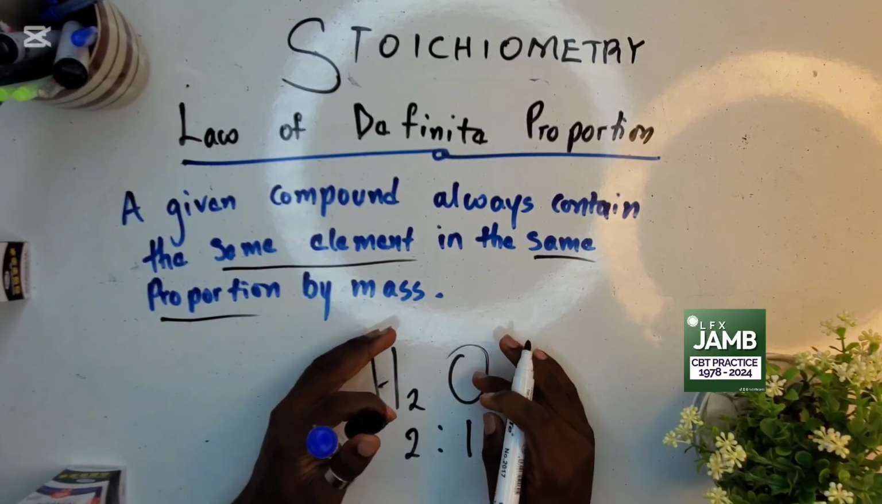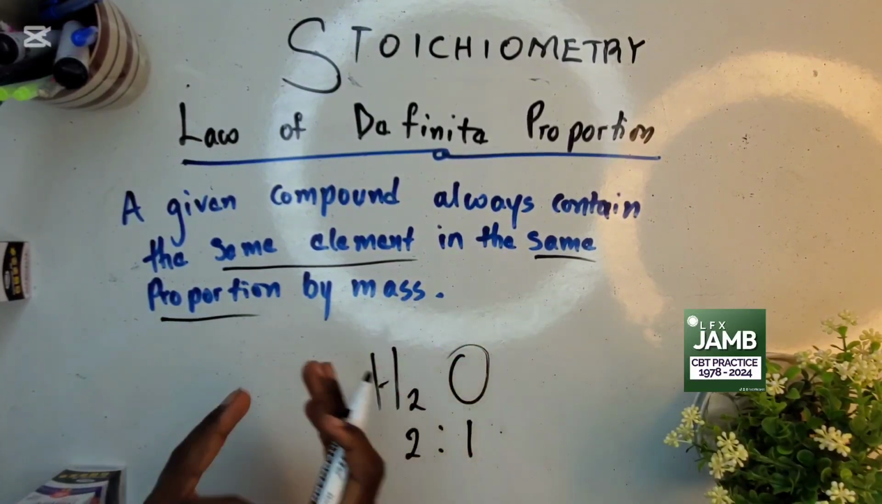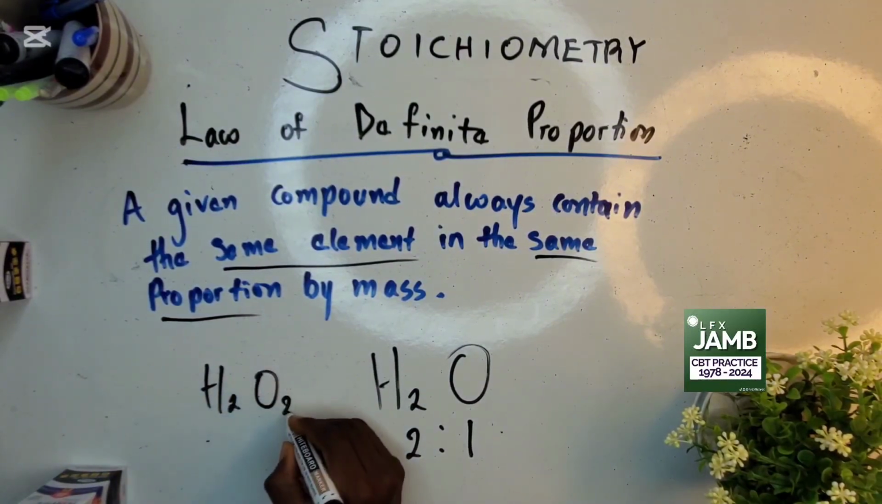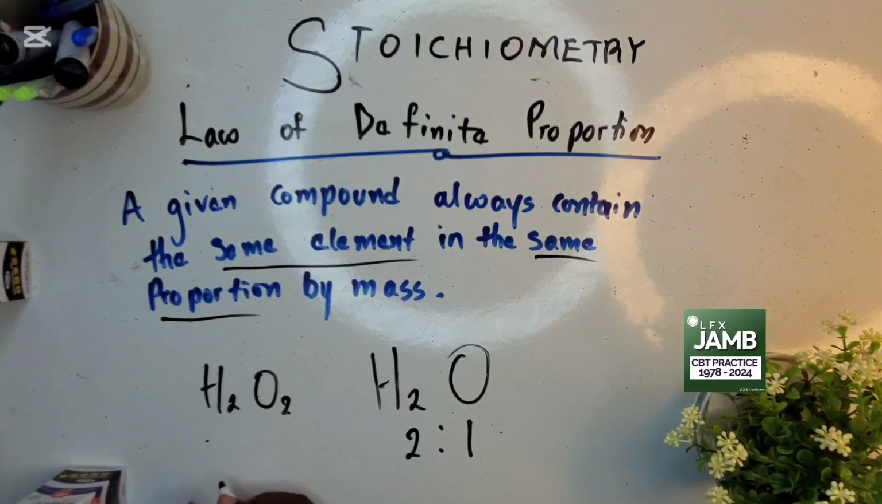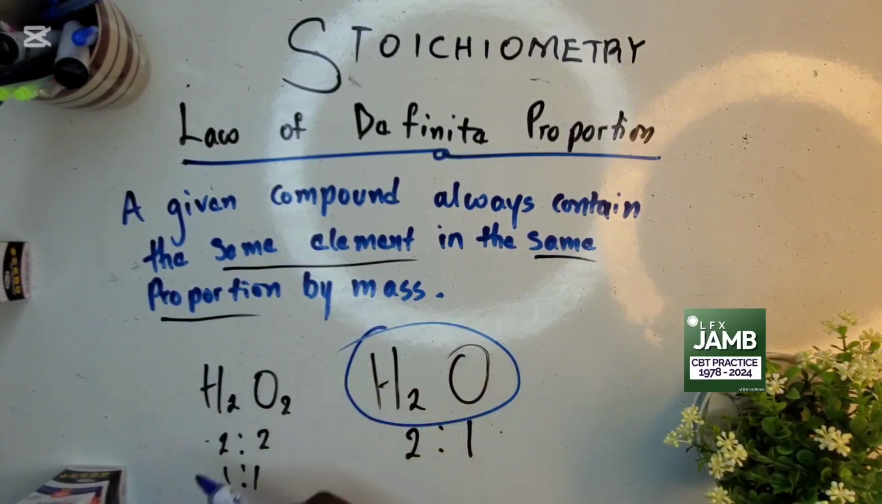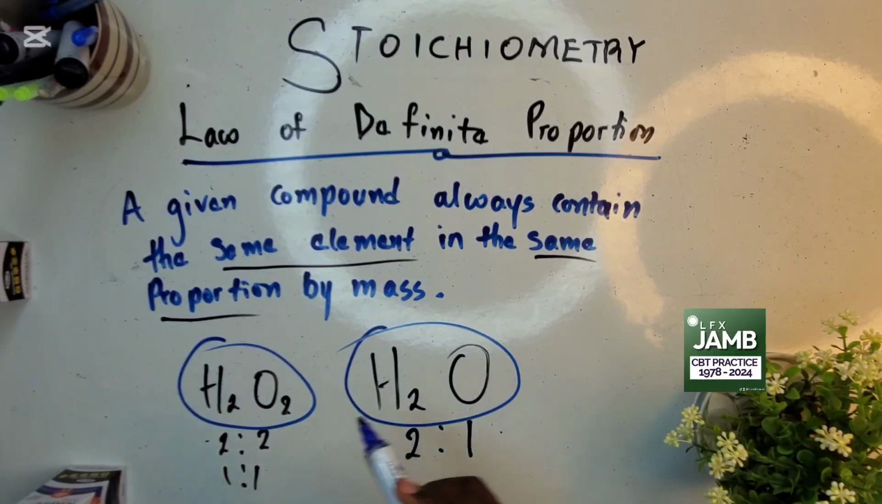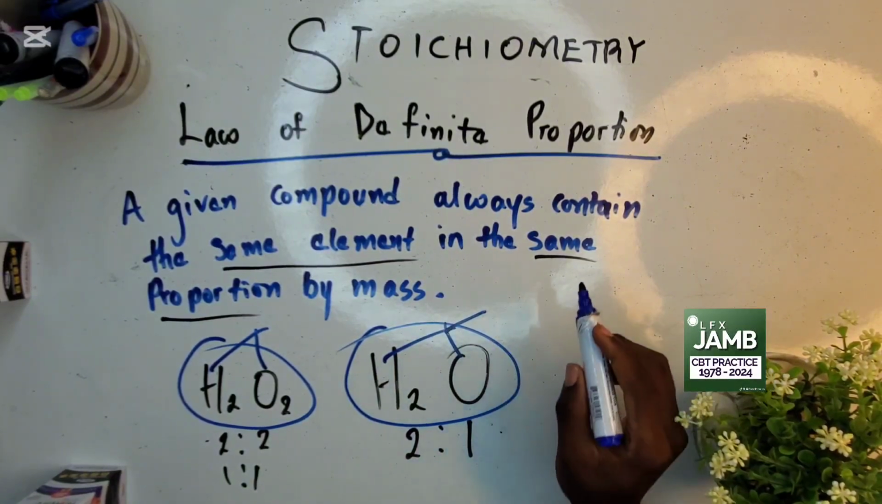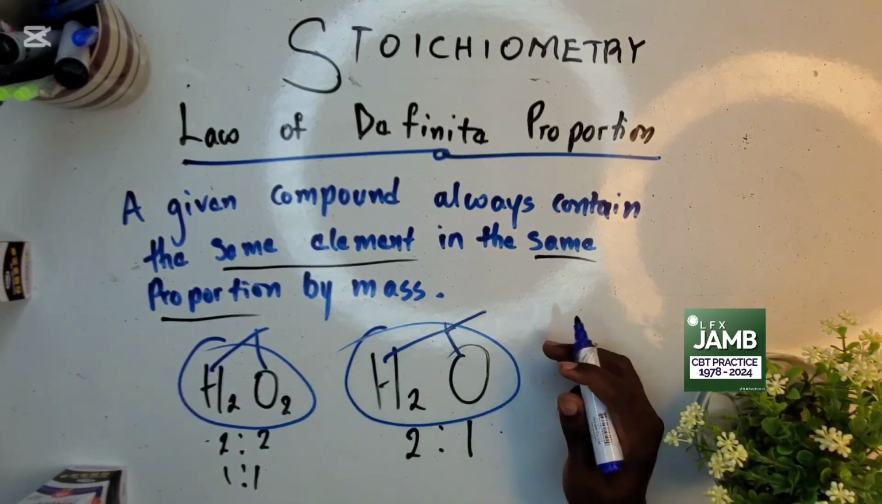compounds can have the same elements with different proportions, and it will not be another compound entirely. For instance, we have peroxide. Peroxide is H2O2, and it is in the proportion 2:2, which can be written as 1:1. You get that? So this is a unique compound on its own, and this is also a unique compound on its own. Why? Because they have the same elements with different proportions. So when you identify a compound, the compound will have a unique proportion by mass.